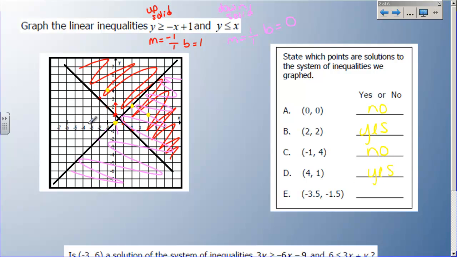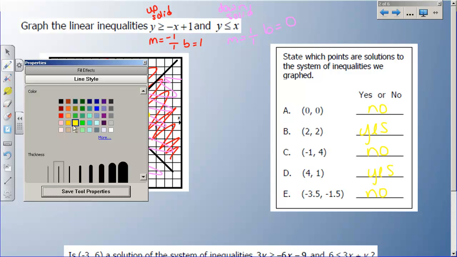Now we have -3.5 and -1.5. There's not even any shaded stuff going on there, so that's not going to be a solution. So hopefully you can see what makes a solution and what doesn't. It's got to be in the little shaded region that we created. Let me change my pen color back here.